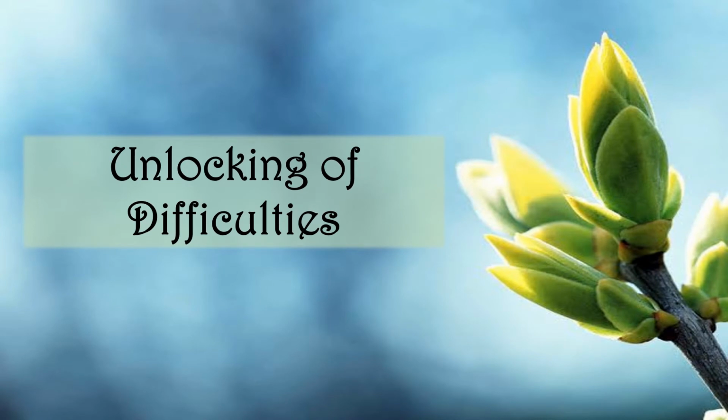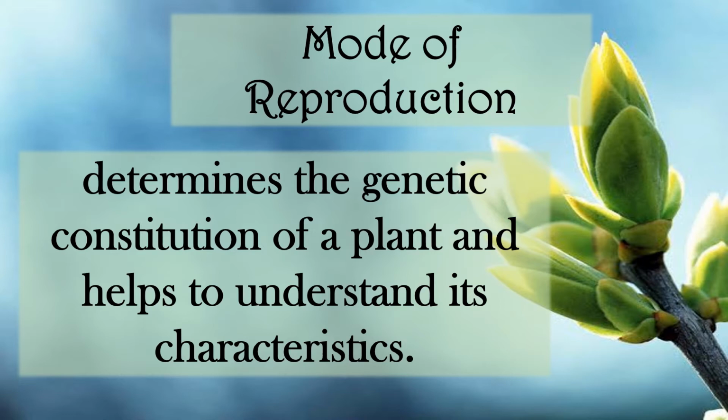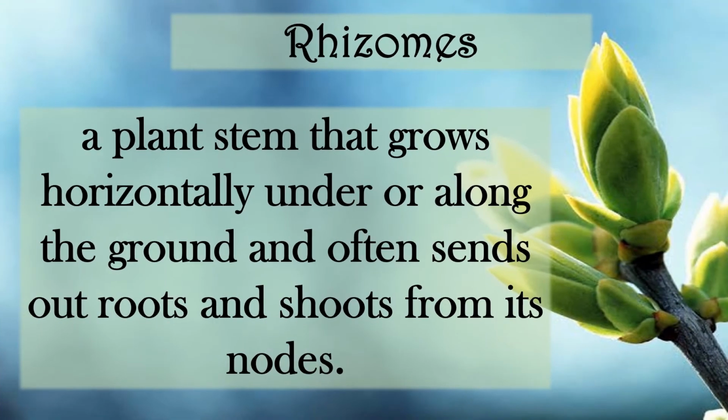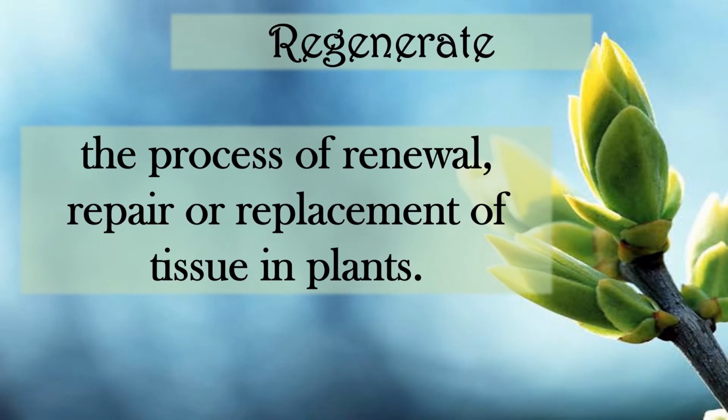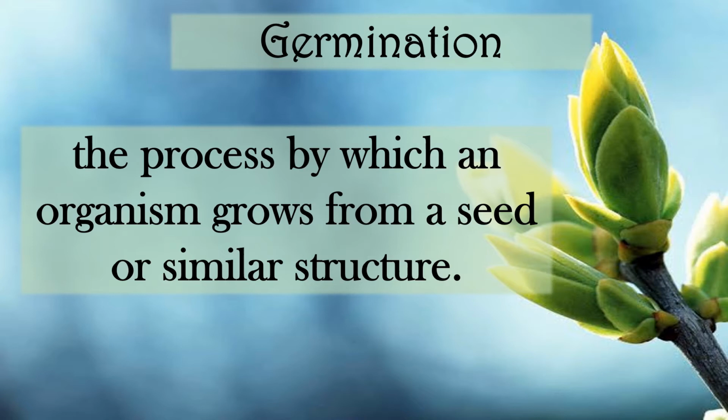Let us unlock some terms that might be new to you. Mode of reproduction determines the genetic constitution of a plant and helps to understand its characteristics. Rhizomes, a plant stem that grows horizontally under or along the ground, and often sends out roots and shoots from its nodes. Regenerate, the process of renewal, repair, or replacement of tissue in plants. Germination, the process by which an organism grows from a seed or similar structure.